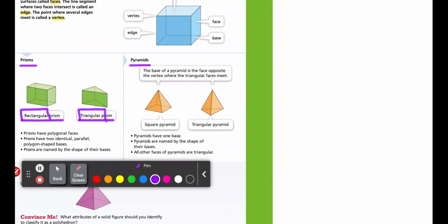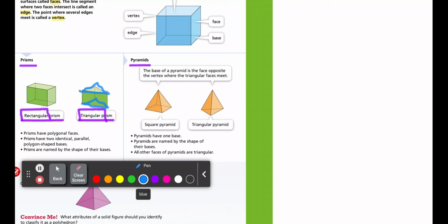They also have two identical parallel polygon-shaped bases. So if we look at the triangular prism, here we have a triangle base, and up top we also have a triangular base. That's the biggest difference between a prism and a pyramid.